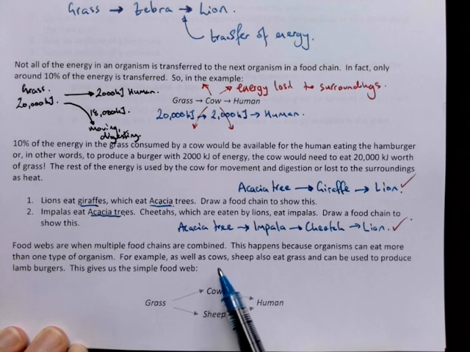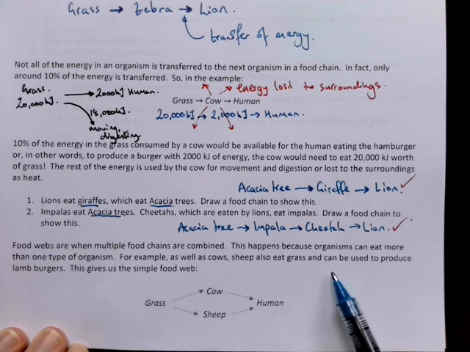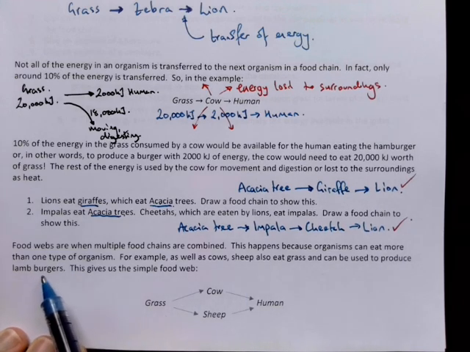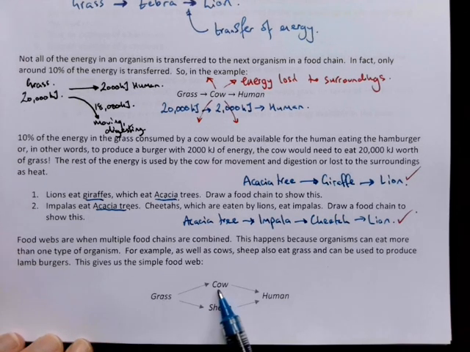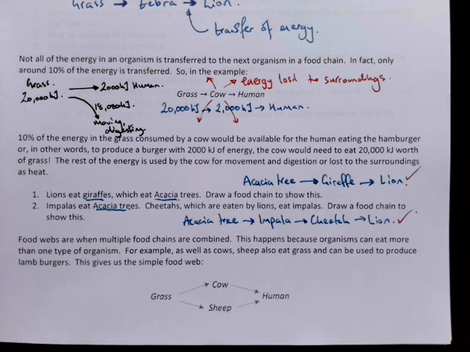For example, as well as cows, sheep also eat grass and can be used to produce lamb burgers. This gives us the simple food web down here. So grass before was eaten by cows, and then we eat the hamburgers, whereas actually sheep could also eat grass, and then we eat a lamb burger. So we have now a food web, all right, which is more complicated, but it's a more accurate reflection of what happens, all right.